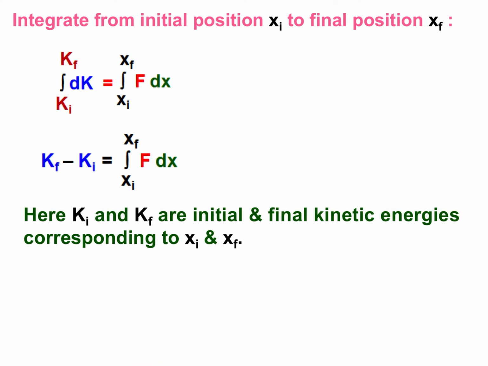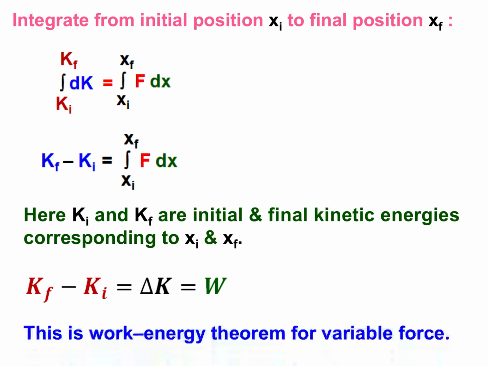Ki and Kf are the initial and final kinetic energies corresponding to xi and xf. So we will get Kf minus Ki is equal to delta K, and that is equal to W. We know that the right hand side of the above equation is equal to work done W. This is the formula of work done for a variable force. Work done W is equal to integration F dx with suitable limits. So we got that Kf minus Ki is equal to delta K is equal to W. This is the work energy theorem for variable force.